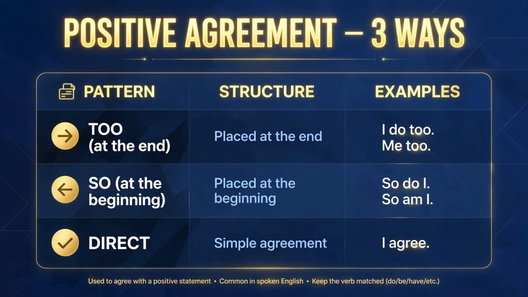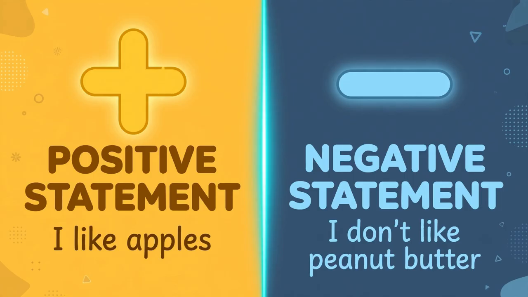Now let's get to the part where most people get confused. Part 2, agreeing with negative statements. Here's where the trap is. When someone says something negative, you cannot use too or so. You must switch to a completely different set of words.